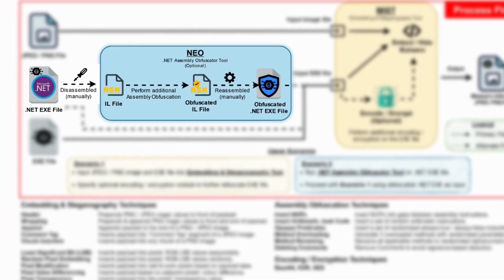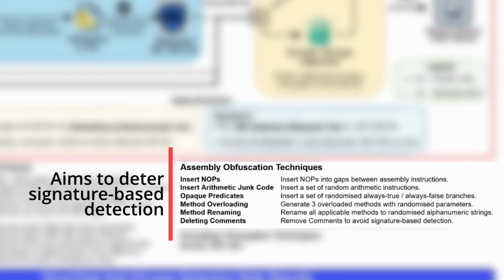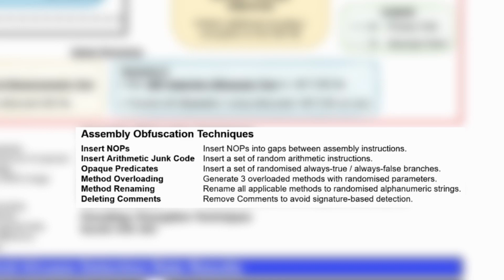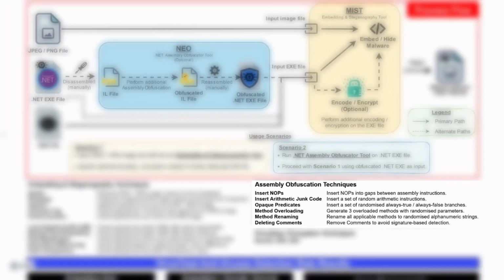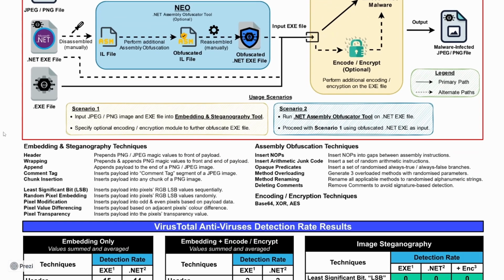Neo takes in an IL file and runs 6 obfuscation modules against it. The output would be an obfuscated IL file, which can be reassembled back into an obfuscated executable. The user must manually disassemble and reassemble the .NET executable. The 6 obfuscation modules aim to deter signature-based antiviruses. These techniques do everything from adding junk code to scrambling the names of the malware functions. The obfuscated .NET executable from Neo can be inputted into MIST, further bypassing more antiviruses.